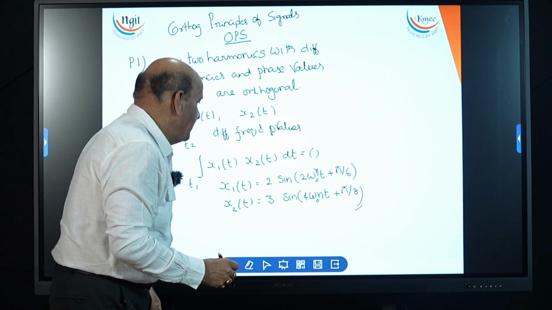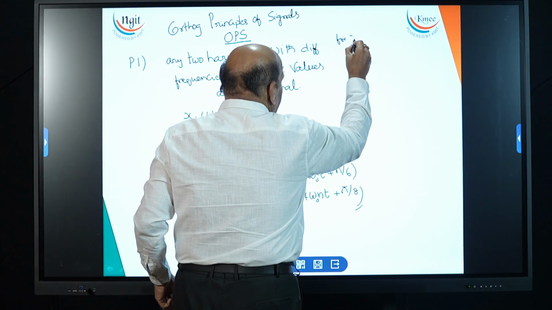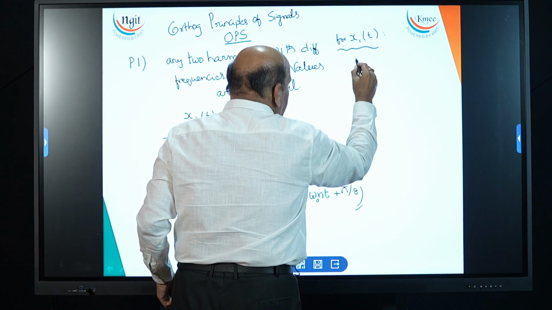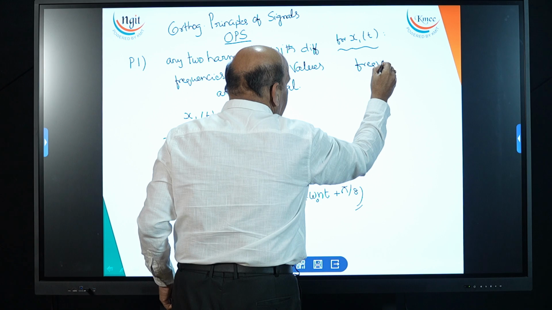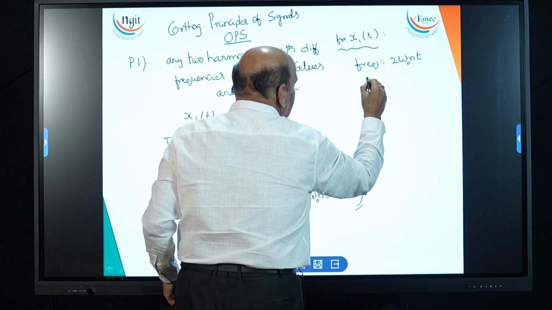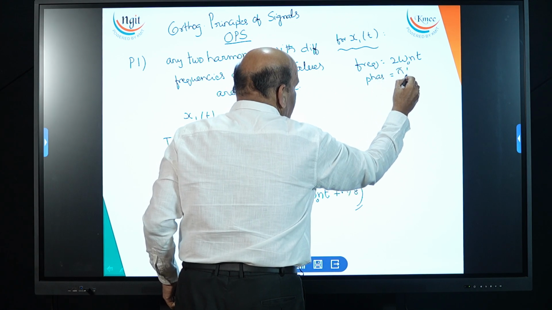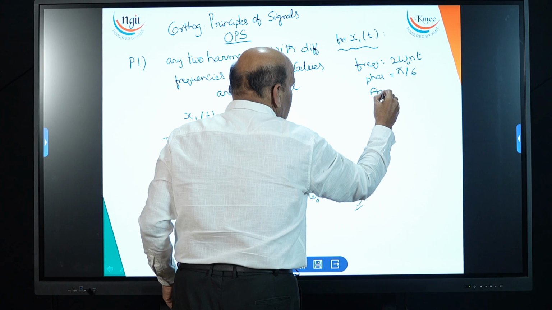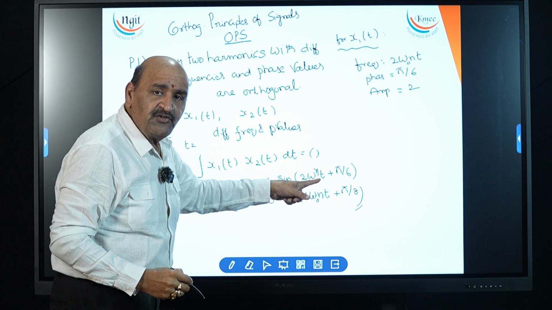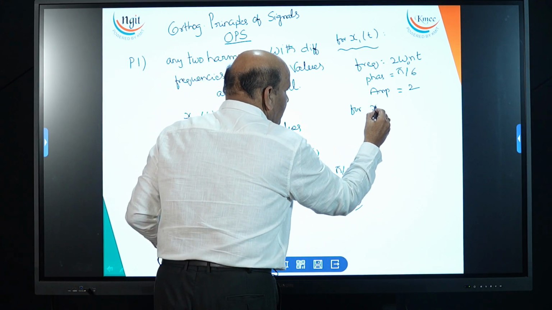Phase values pi by 6 and pi by 8, different. That means for the signal x1 of t, frequency is 2 omega naught, phase value is equal to pi by 6, amplitude is equal to 2. You can make an analysis upon this signal.